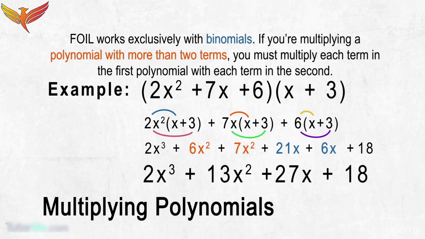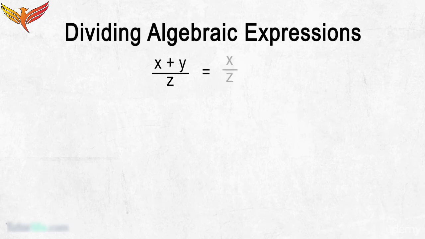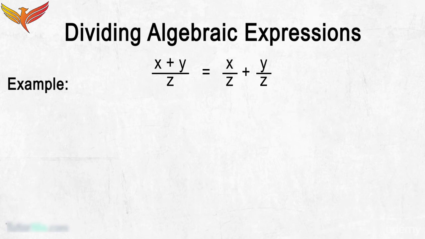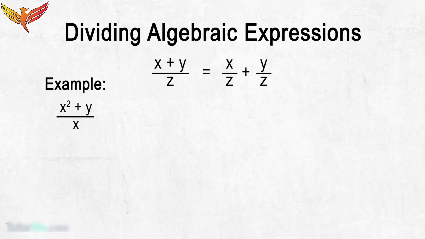Now, what about division? When dividing algebraic expressions, the following formula is used: x plus y over z equals x over z plus y over z. While that may not look too helpful like that, it can simplify some more complex equations. For example, x squared plus y over x. You can rewrite the equation as x squared over x plus y over x. That simplifies to x plus y over x.